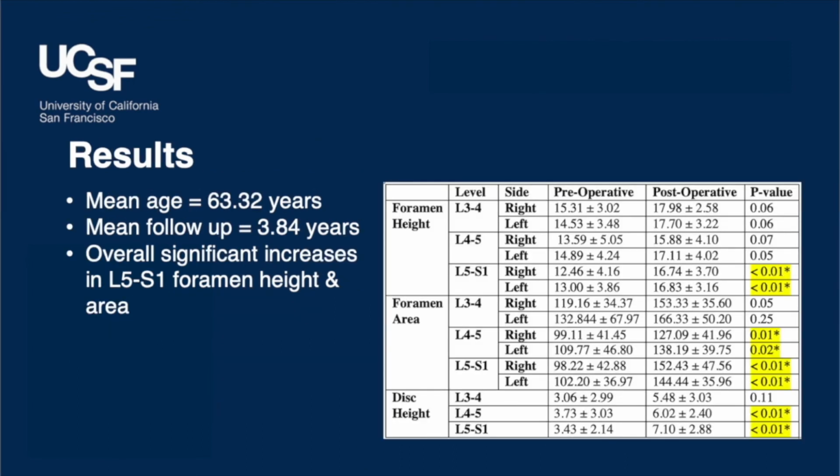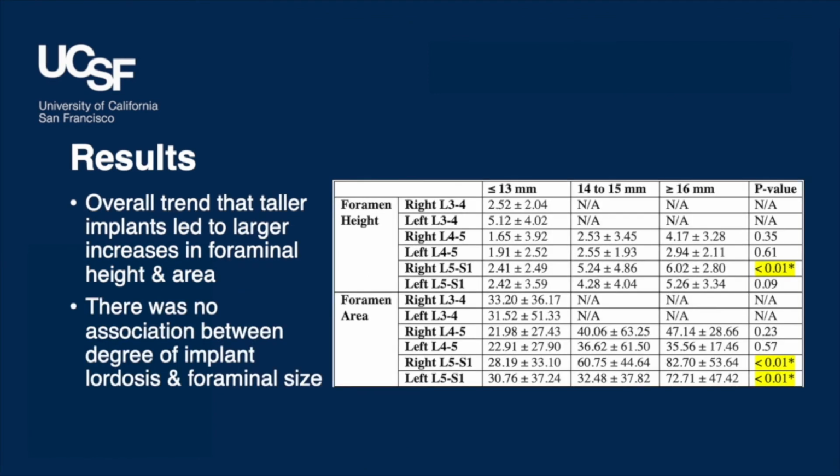Overall, there was a significant increase in the foraminal heights and areas for L5-S1. This was not consistent at L3-4 or L4-5. The disc heights did increase significantly for L4-5 and L5-S1, but not L3-4. Furthermore, taller implants were positively correlated with larger foraminal size at L5-S1 but not L3-4 or L4-5. There was no association between the degree of lordosis and foraminal size.